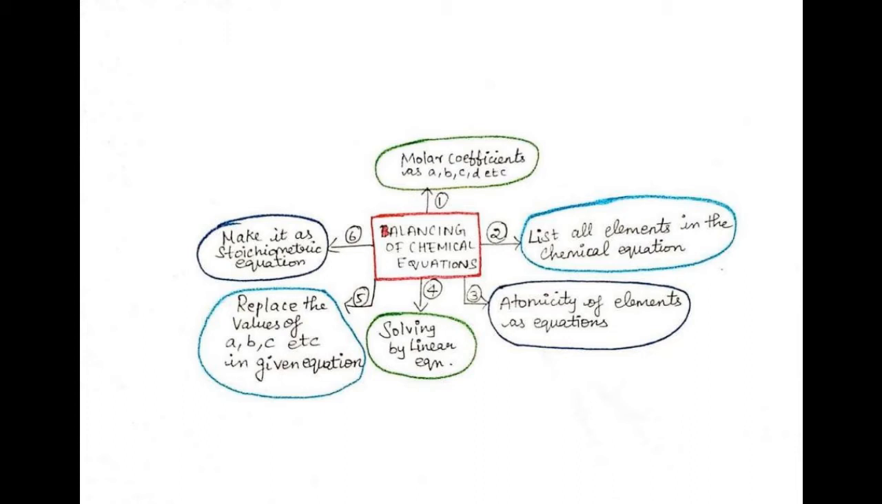So as we do in maths, we are going to solve the reactions with linear equations. Fifth, replace the values of A, B, C, etc. in the given equation. So after finding the values of the molar coefficients A, B, C, etc., we are going to replace them with their values. The last one is make it a stoichiometric equation. So stoichiometric equation means finally we will get a fully balanced equation.